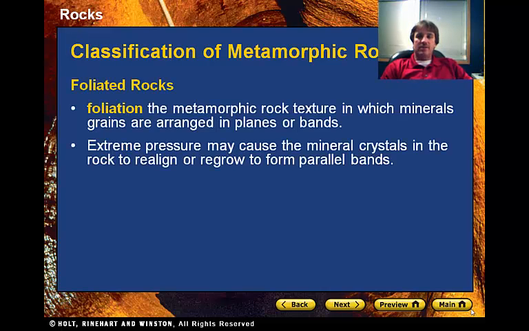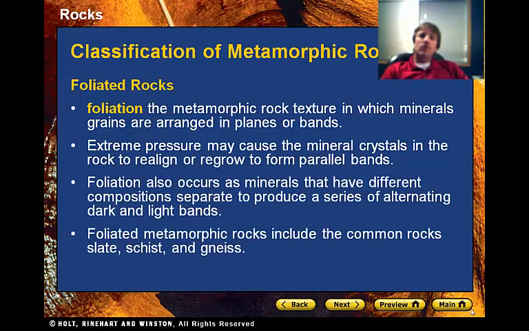Foliated rocks have metamorphic rock textures in which mineral grains are arranged in planes or bands. So a foliated rock will actually have layers, like we talked about with stratification of the soil. That's what it looks like in the rock. Mineral crystals in the rock may realign or regrow, and those crystals form the parallel bands that we see. You can also get foliation as minerals with different compositions separate. Some are denser than others, so they'll separate out, and you'll get bands of lighter, darker, lighter, darker. Some examples are slate, schist, and gneiss.